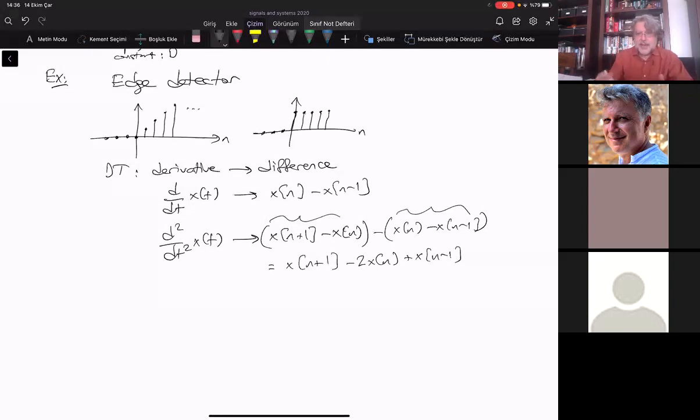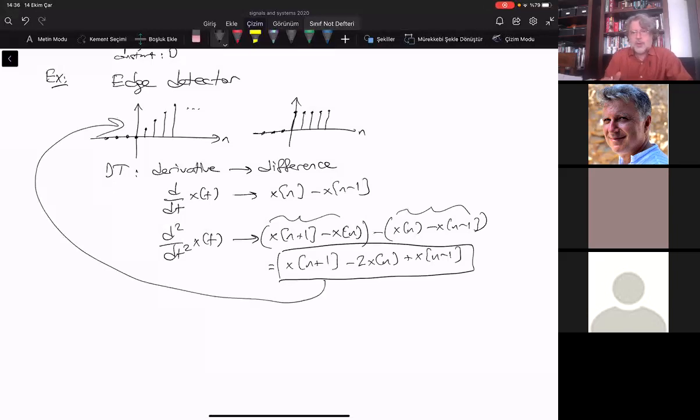Now, as a kind of exercise or homework, apply this second difference to this input, and one by one, write down the terms. First of all, for everything that is 0 at the left-hand side, x of n plus 1 and x of n minus 1 will be the same, and x of n will also be the same. They will all be zeros. So 0 minus 2 times 0 plus 0 will give you 0.